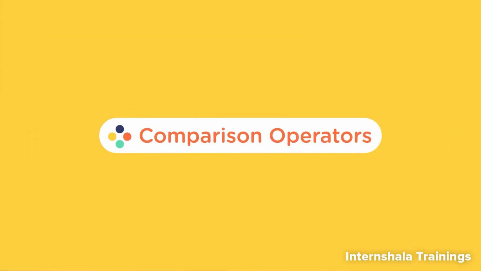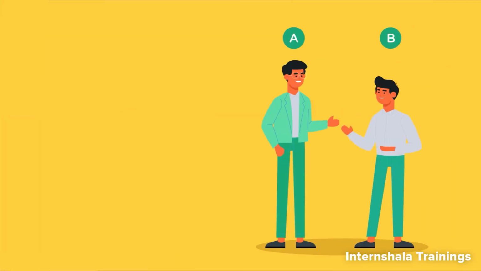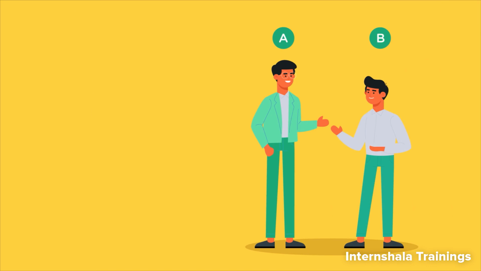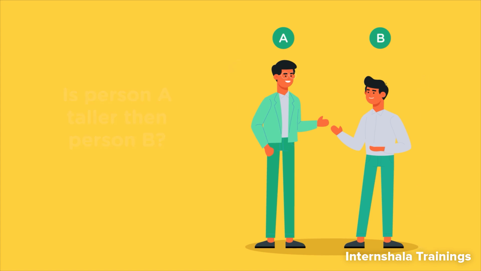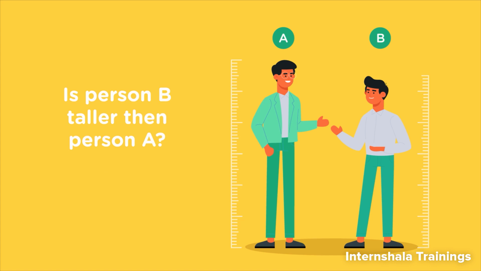Let's look at comparison operators now. Look at these two people. If I ask, is person A taller than person B? The answer will be yes. But if I ask, is person B taller than person A? The answer will be no.